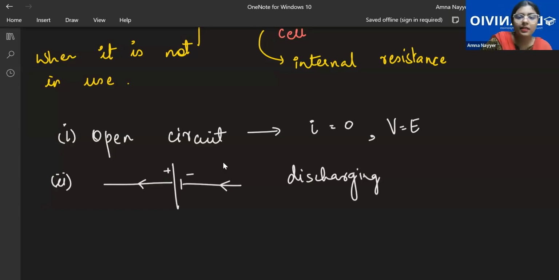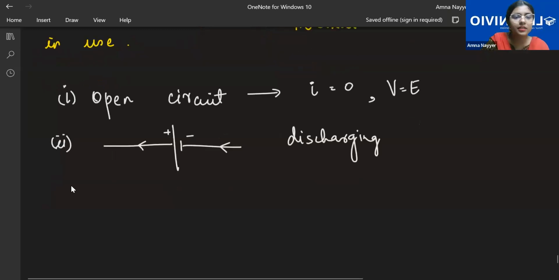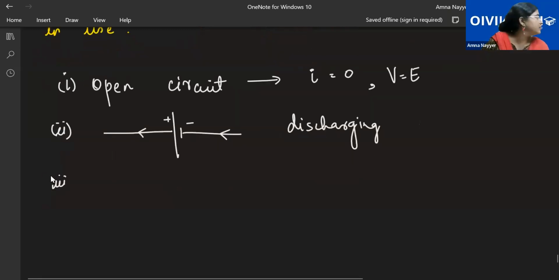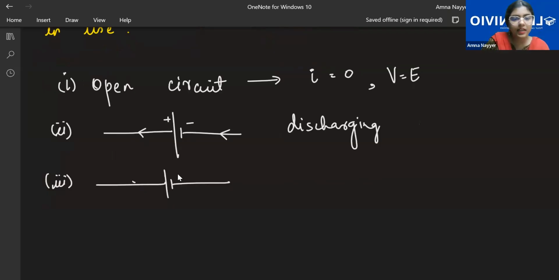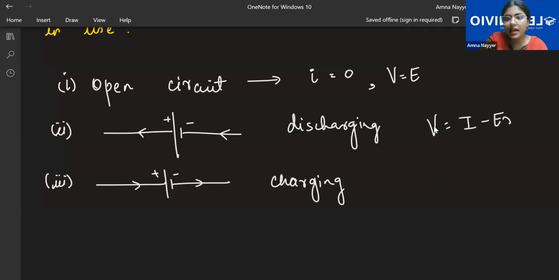Okay, and that you have is the charging of a cell. So when the current comes out from the negative terminal, that is the charging of a cell. From the negative, when the current comes out, this is the charging. So charging occurs after the current is completely lost. And we say V is equal to E minus Ir, but in case of charging, we say V is equal to E plus Ir. Okay, so these are the things that we have already studied.